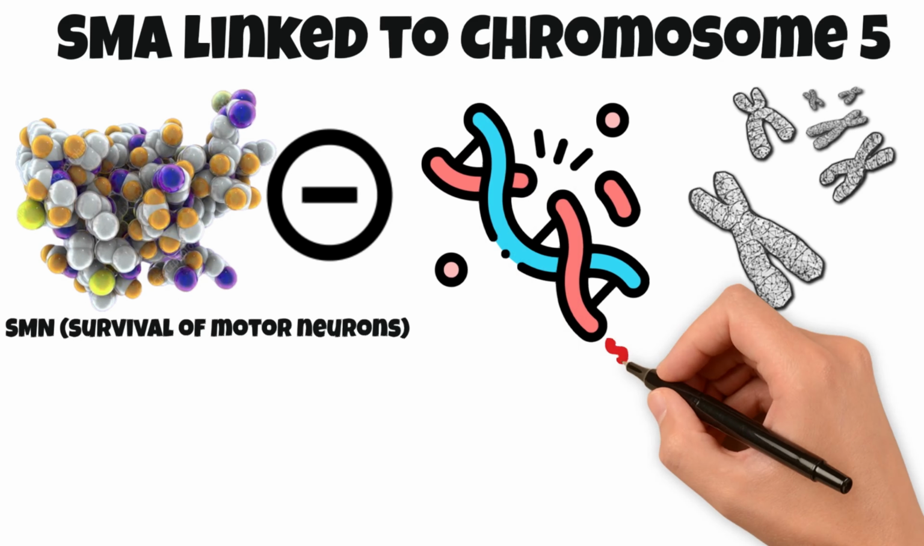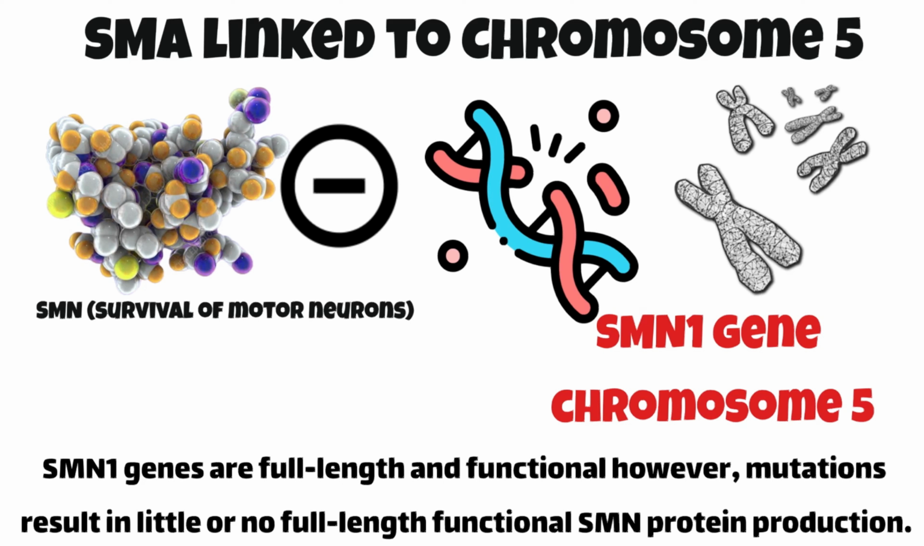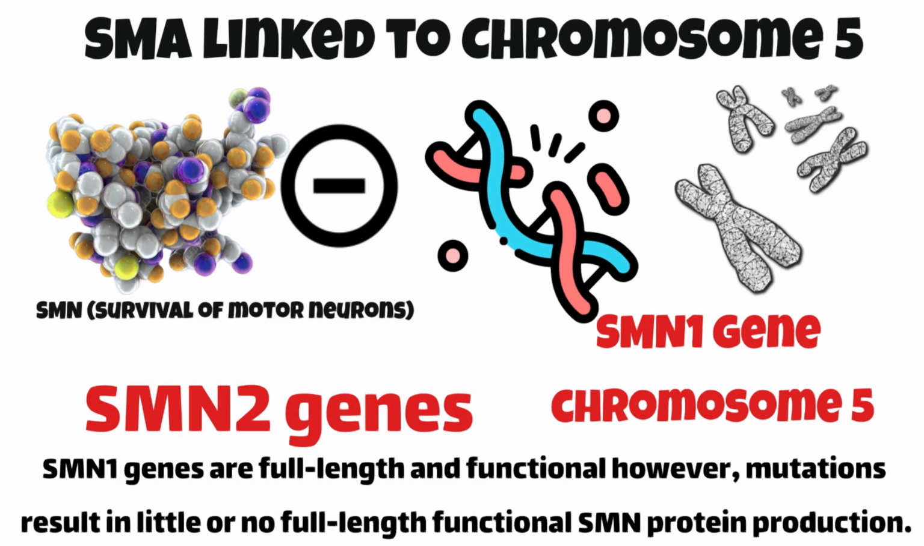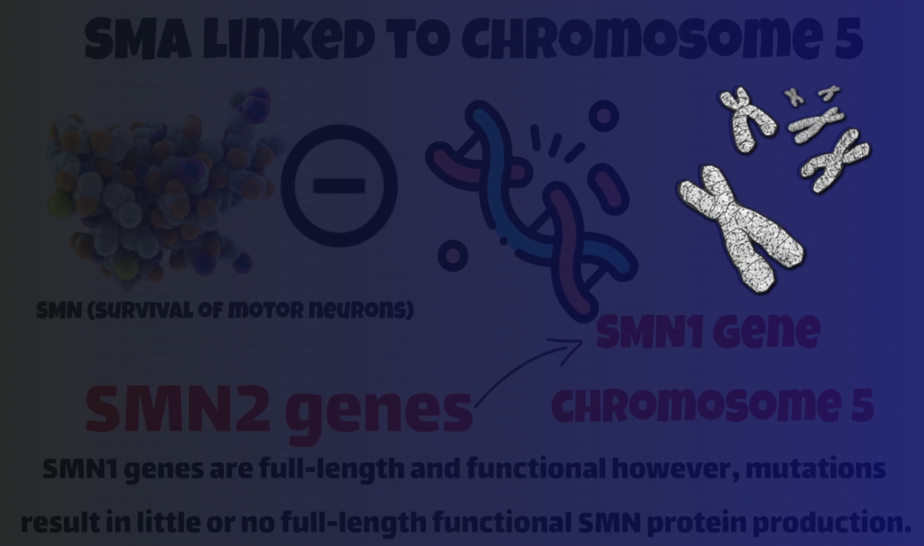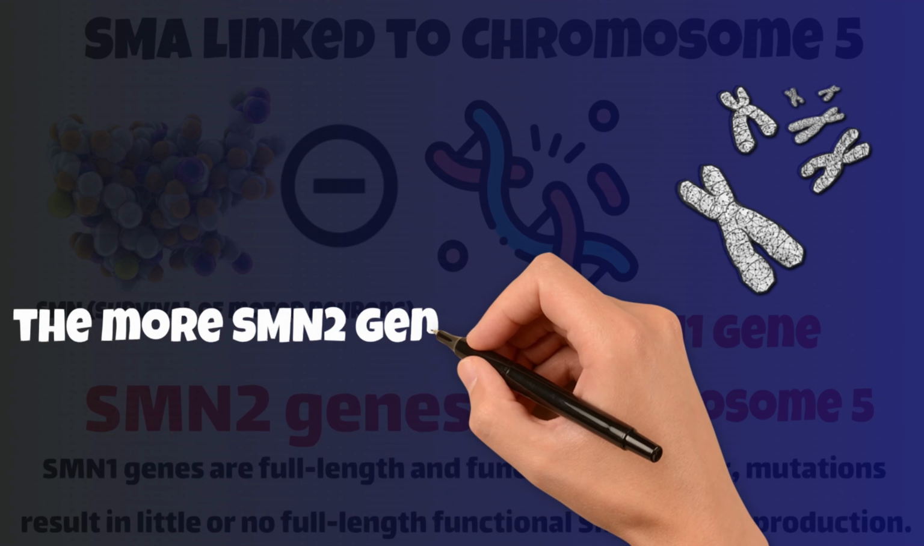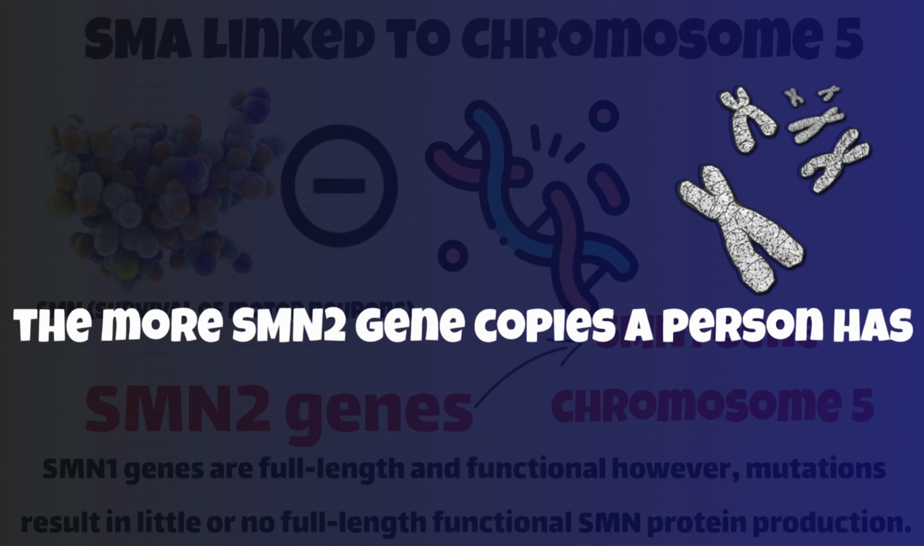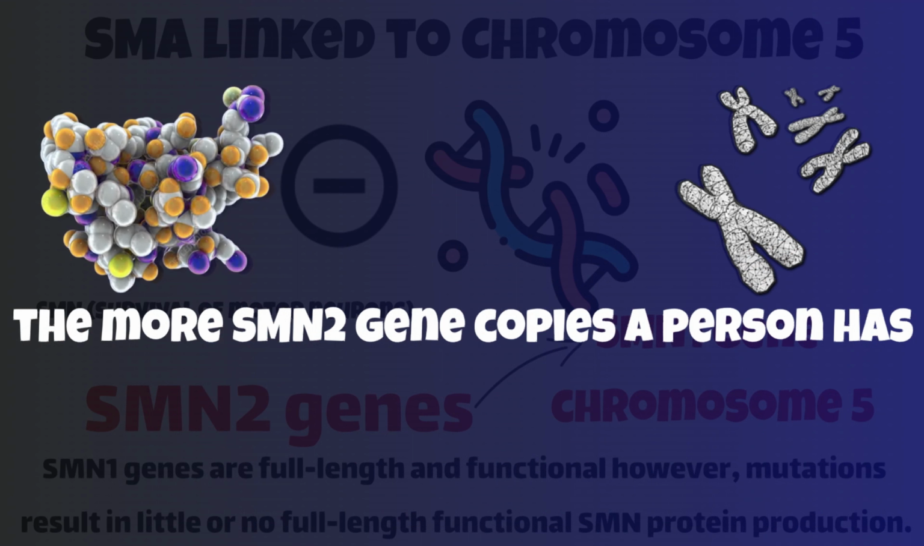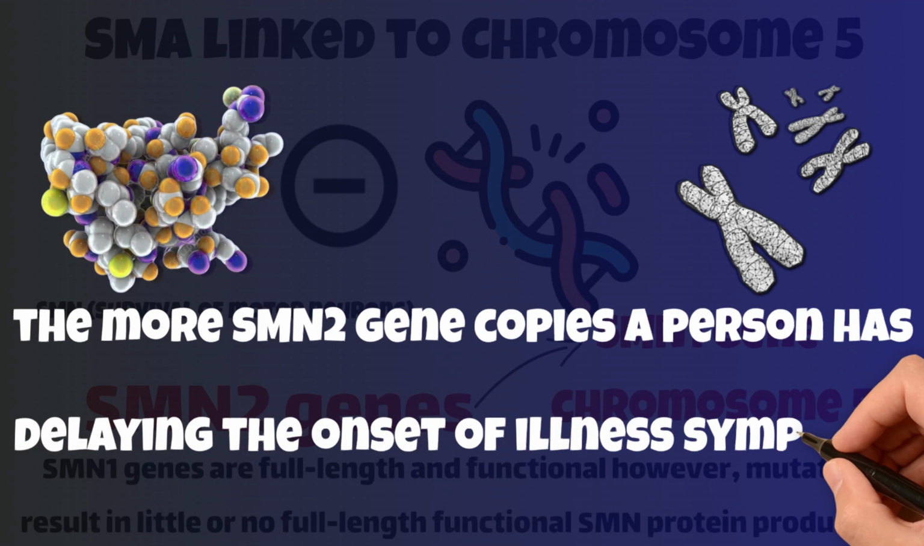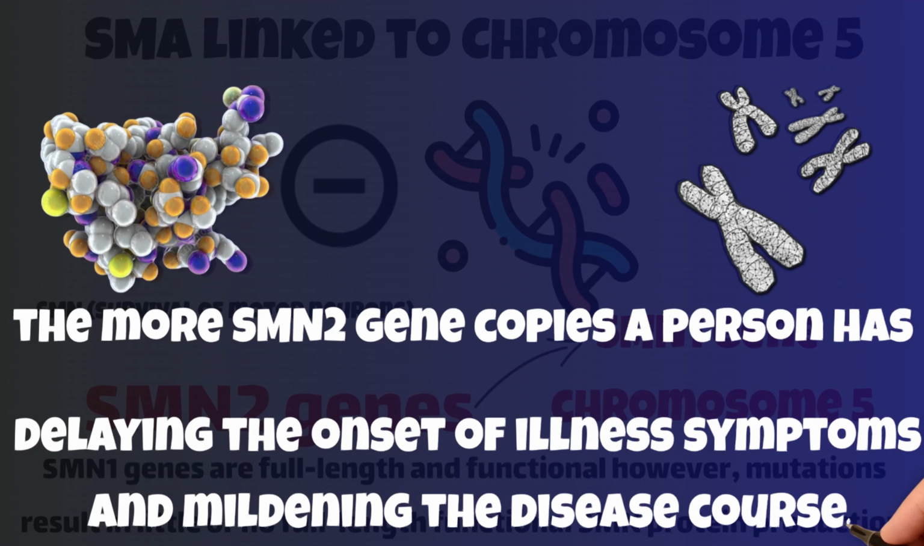This loss can be partially mitigated by the presence of nearby SMN2 genes, which are 99% identical to SMN1 genes. The number of SMN2 gene copies varies by person. In chromosome 5-related SMA, the more SMN2 gene copies a person has, the more functional SMN protein is accessible, delaying the onset of illness symptoms and mildening the disease's course.